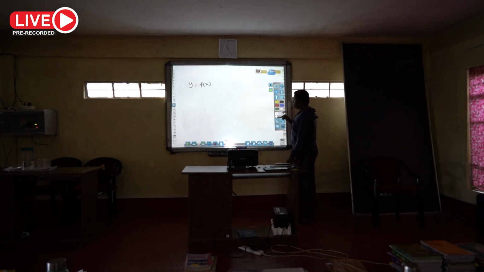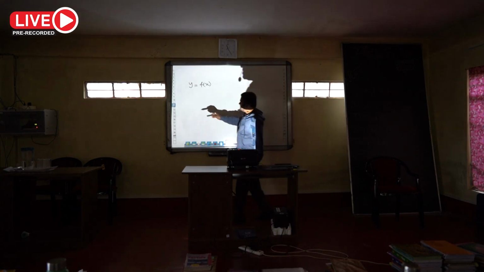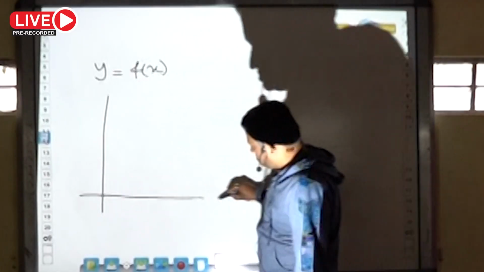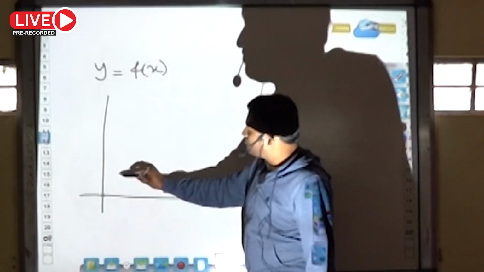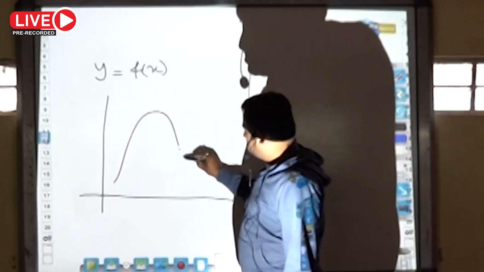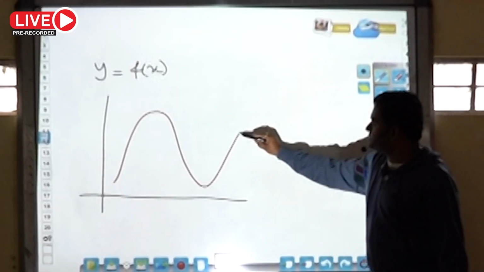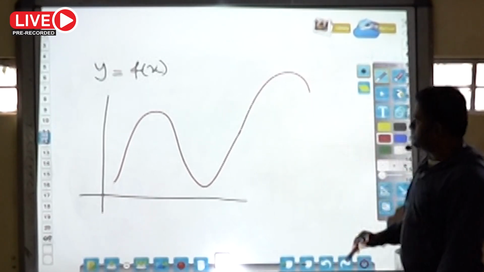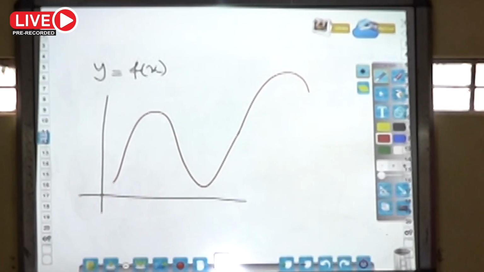Now first, if I plot a graph of this any function, I don't know which type of graph it will show, so I will just consider an arbitrary graph. And let us consider the graph will be like this. It may have some other repetitions like this, maybe, so on. So I find this graph for any arbitrary function.